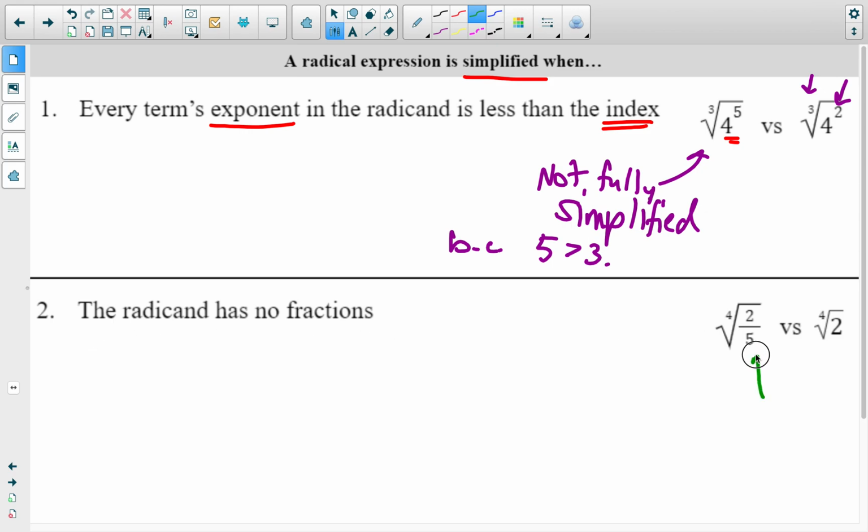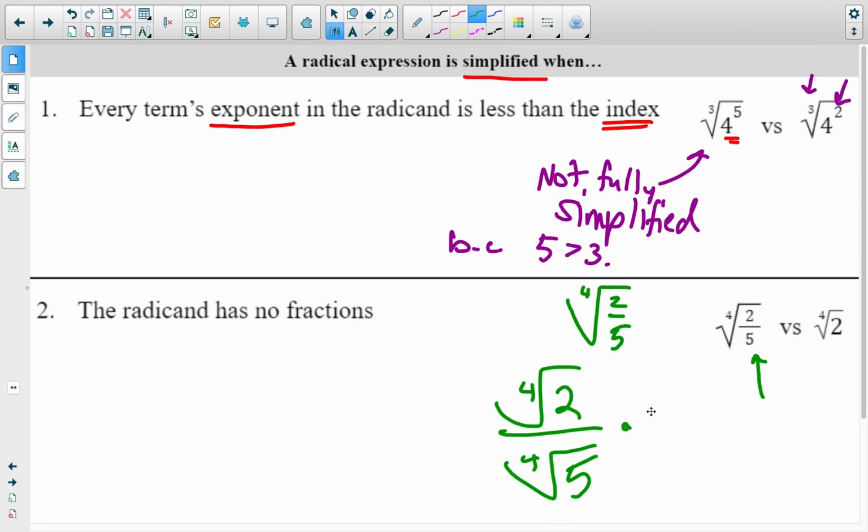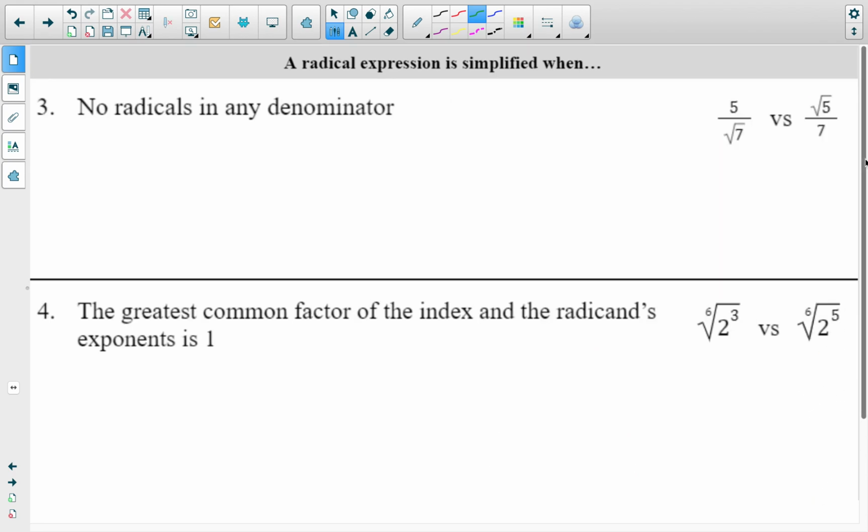All right, the radicand has no fractions. So what's underneath the radical needs to not have a fraction. See how this 2/5, both the 2 and the 5 are underneath that fourth root. We want to get to a point where we take the fourth root of both the top and the bottom, and then we do some special multiplication to actually get this radical out. All right, so this is not fully simplified, and this is. Okay, there's no radicals in any denominator, so this is no, this is yes. Okay, we want to manipulate it so that square root of 7 would not be in the bottom.